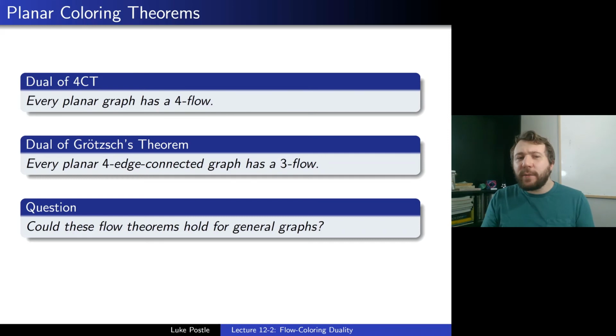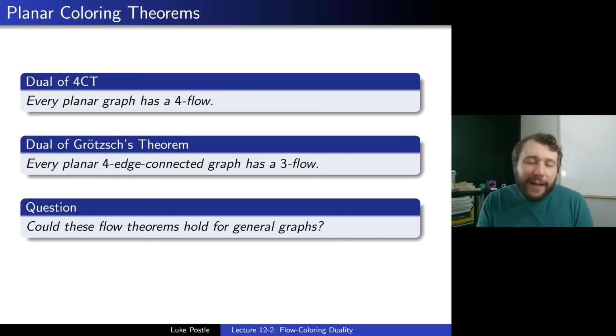So you might begin to wonder, well, maybe every graph has a 4-flow, or every 4-edge connected graph has a 3-flow, etc. Maybe planarity is no longer important. And indeed, maybe the planar coloring theorems are true because their flow versions are true, because they're dual to these more general flow questions.